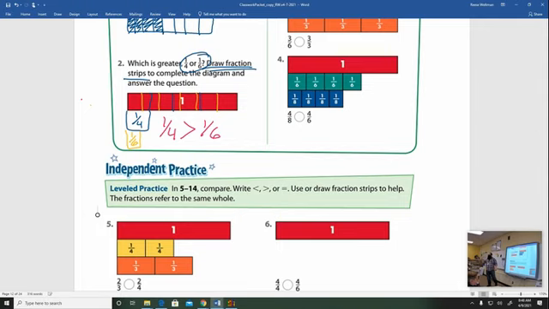Does that make sense? Thumbs up? I think you guys are really good at this. I think we're heading on the right path here. Schmidt, question.